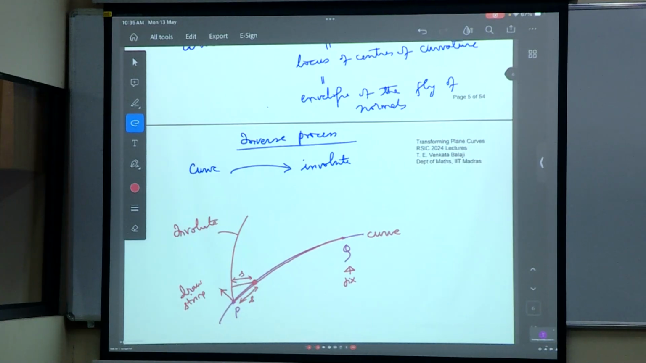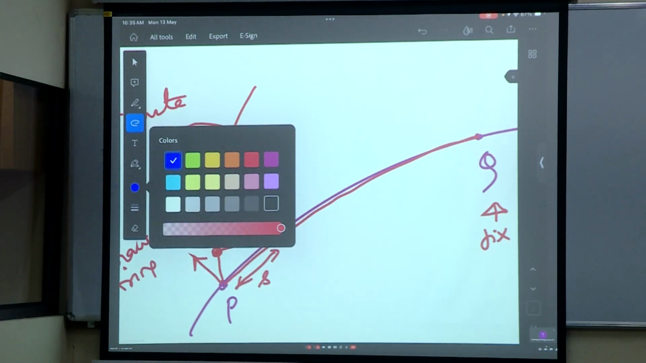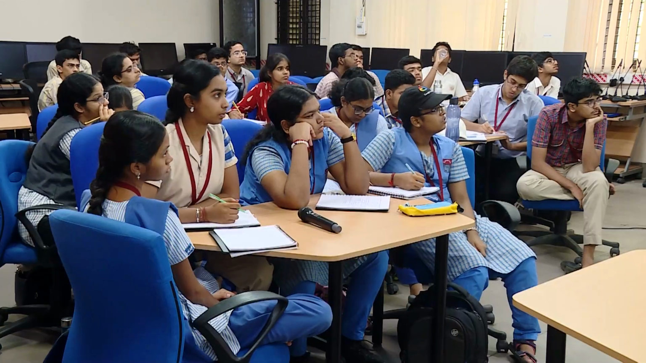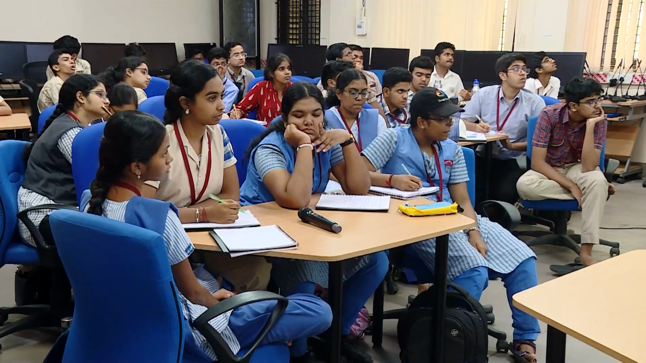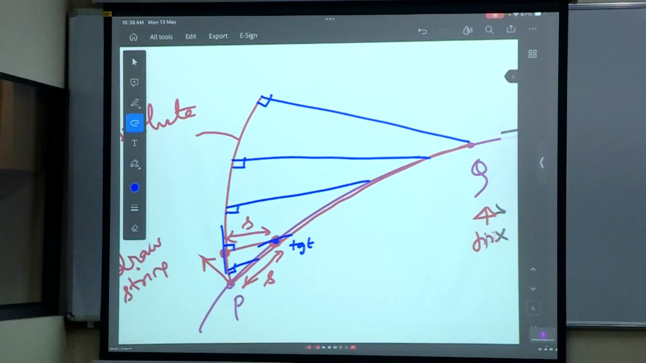And you also see that if you think about it for a moment, for the involute, say here at this point, this will actually be normal, okay? And for the curve at this point, it is actually going to be a tangent, okay? And so if you think about it, this is what is happening. Okay. So this is how you get the involute.